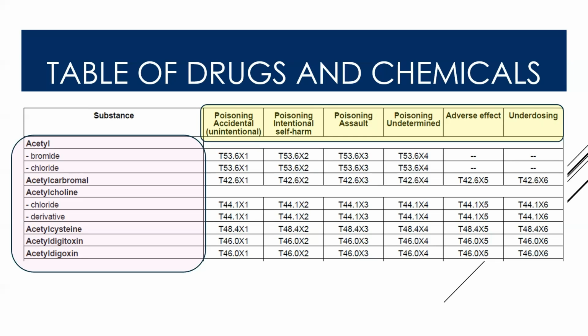Again, you would never pull a code straight from the table of drugs and chemicals. The ICD-10 official coding guidelines tell us to always refer back to the tabular list. Remember, you need to check for additional characters in your code as well as for any instructional notes.